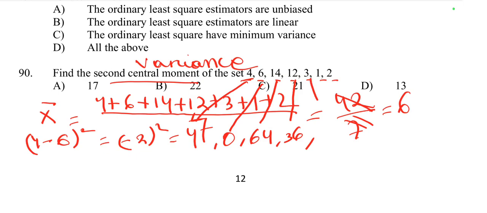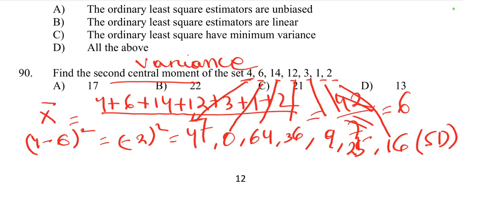Then 3 minus 6 is minus 3, minus 3 square is 9. Then 1 minus 6 is minus 5, minus 5 square is 25. Then 2 minus 6 is minus 4, minus 4 square is 16. So these are the square deviations from the mean. The square deviation values are 4, 0, 64, 36, 9, 25, 16.